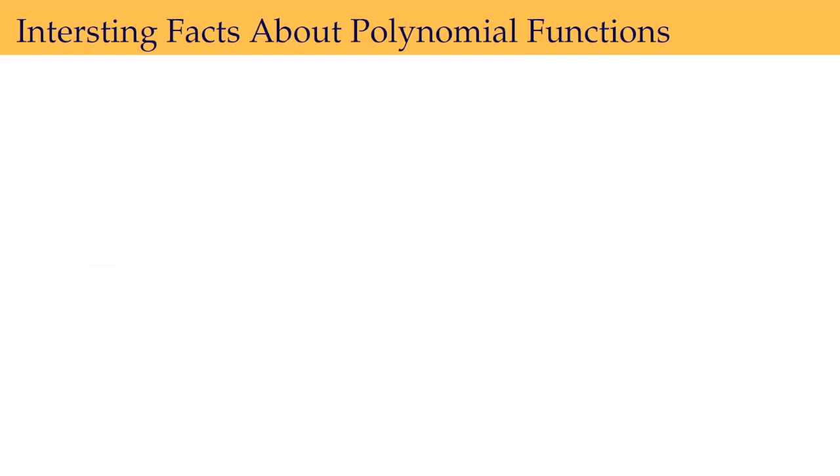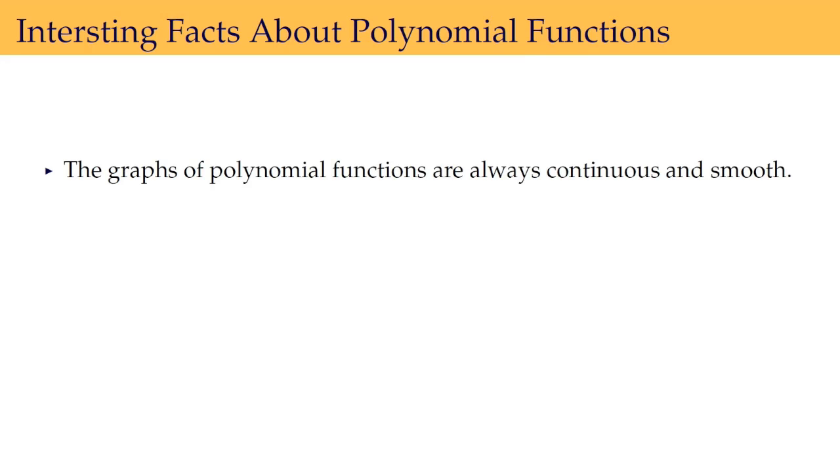I have a few interesting facts about polynomial functions here. The graphs of polynomial functions are always continuous and smooth. I'm sneaking in some vocabulary here, but we'll just go for a nice intuitive understanding. A function's continuous if you can draw the graph of that function without picking up your pencil. So any kind of jumps or breaks in the graph would be a discontinuity. Polynomial functions are always nice and continuous. They are also smooth. They might wiggle a lot, but they won't have a jagged corner the way, say, the absolute value function does.